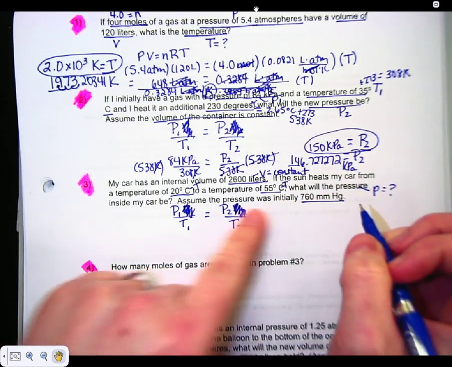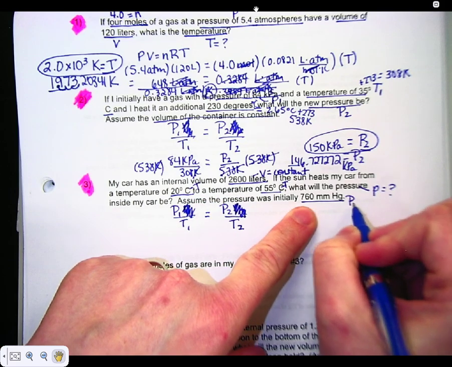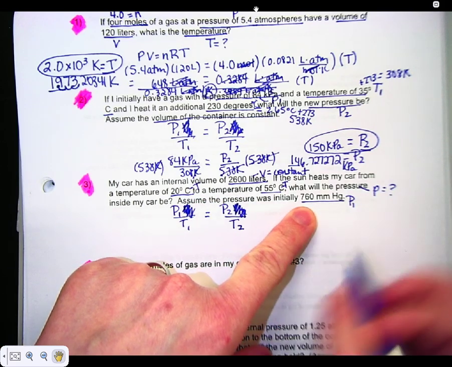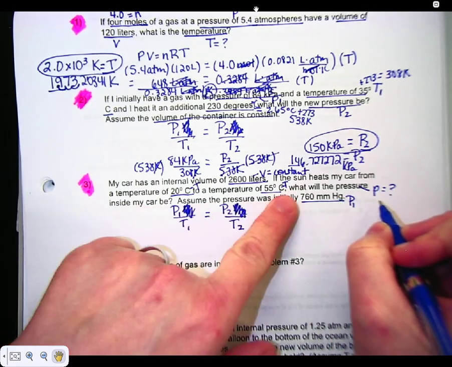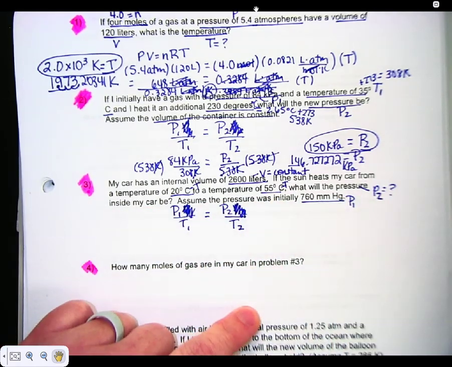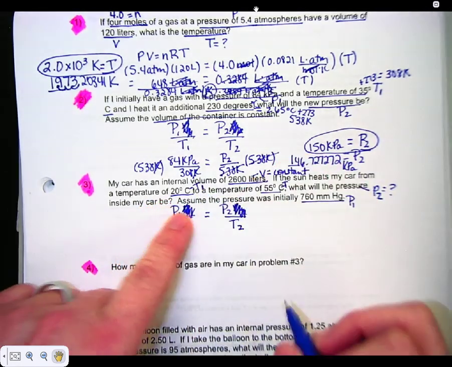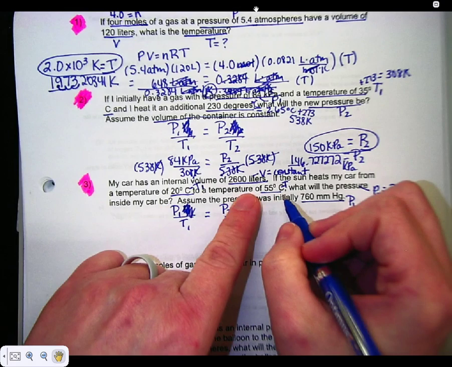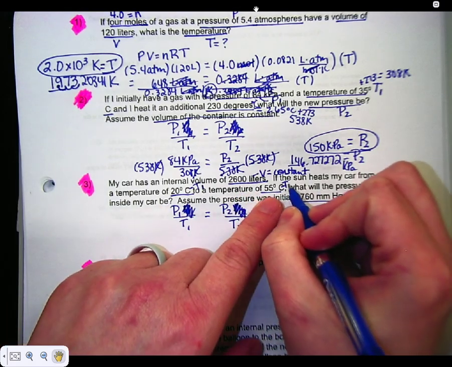So P, it looks like here our pressure was initially 760 millimeters of mercury, and we want to know what the pressure inside the car will be when you heat up the gas inside. So that's going to be P2. Obviously, the temperature initially was T1, and then the final temperature is warmer. We've heated it up to 55, so that's T2.